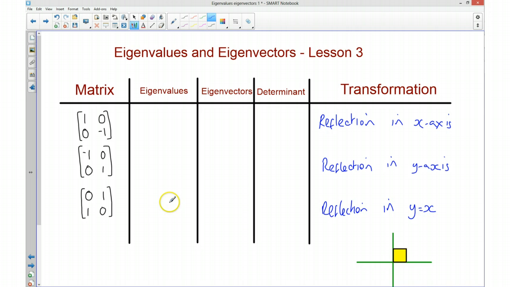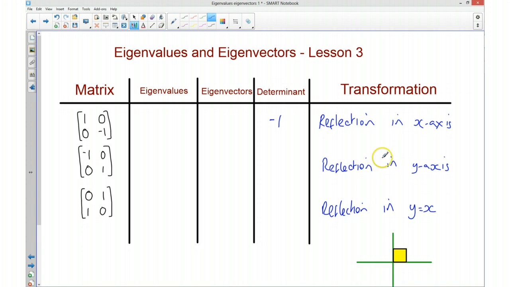Okay, so now rather than algebraically looking at these, we're just going to see if we can decide what the eigenvalues and eigenvectors are going to be of this, and then we're going to see if there's anything that we can get from that. So first of all, we'll look at the determinant. The determinant for each of these, that times that, take away that times that, is going to give me negative 1. And let's just think about what that's saying.